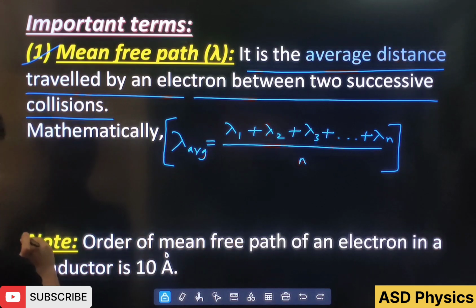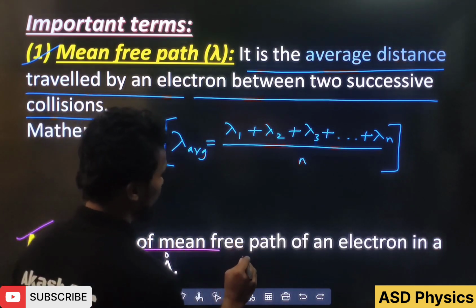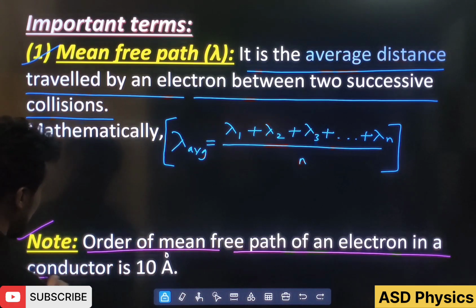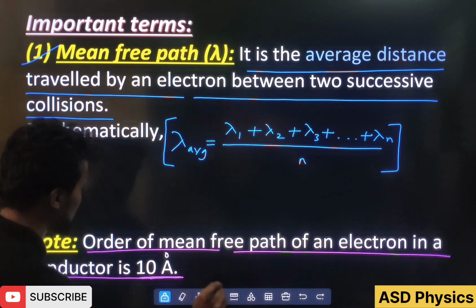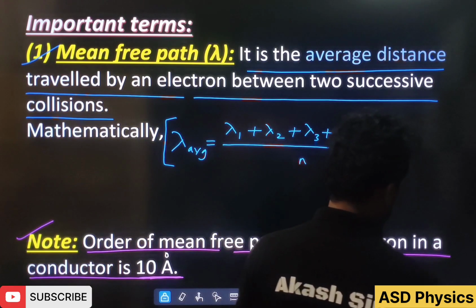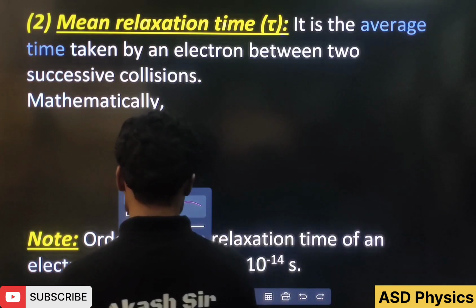Okay, remember that. After that, note the order of mean free path of an electron in a conductor. How much? 10 angstrom. That much small distance is there. Okay, order 10 angstrom, mean free path or average free path. Kindly remember that very well. Okay, now after that, students, see the next one.